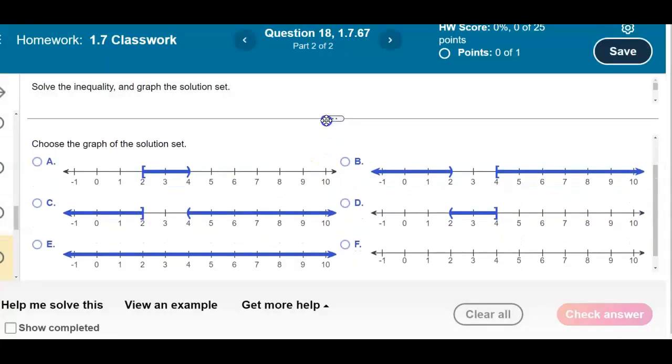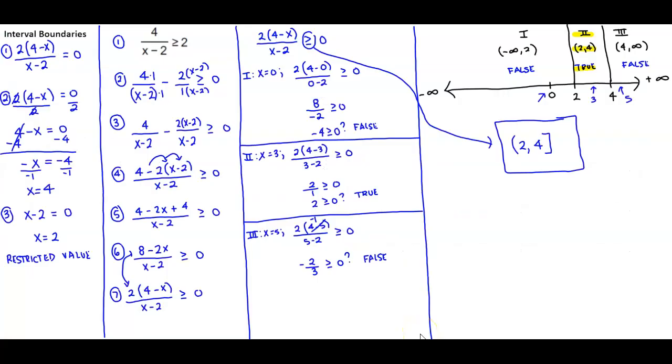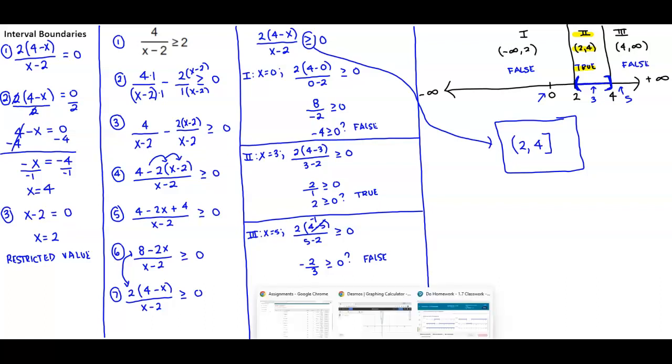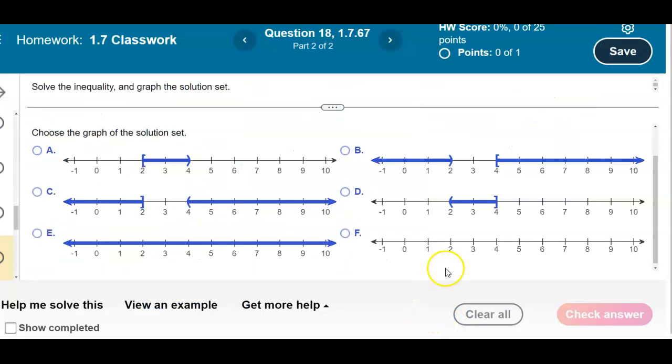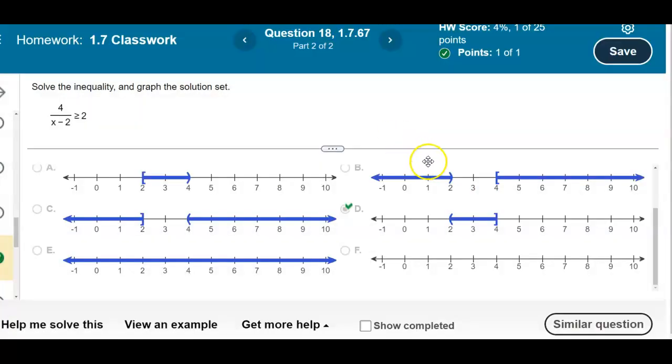Now it says graph the solution set. Well, we did, right? So if you take a look here, here's the graph. There is the parenthesis at 2, and it's going to 4, which has a bracket. So we just need to find which graph matches that. So it looks like the 2 has a parenthesis here and has a bracket at 4, so it's going to be D. Let's check our answer, and there is our result.